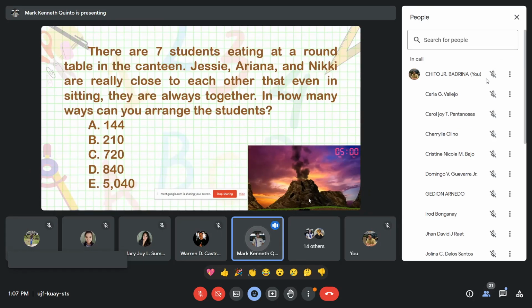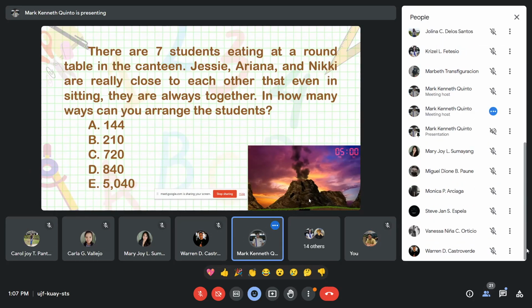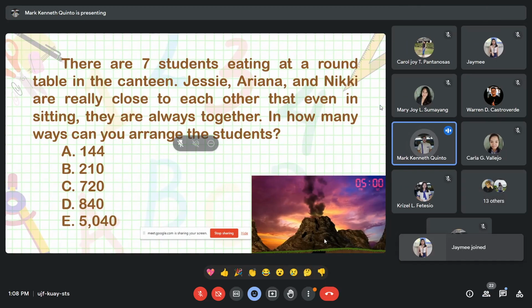Let's say that there are 7 students eating at a round table in the canteen. Jessie, Ariana, and Nikki are really close to each other that even in sitting, they are always together. In how many ways can you arrange the students? Letter A, 144. B, 210. C, 720. D, 840. And letter E is 5040.